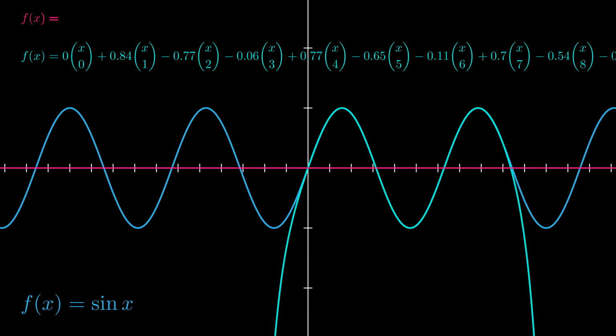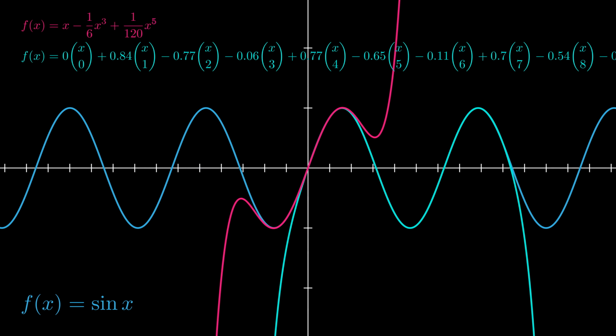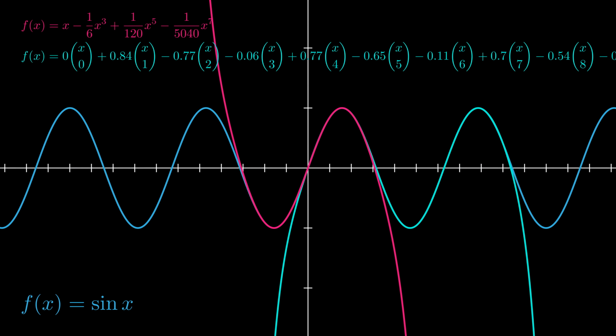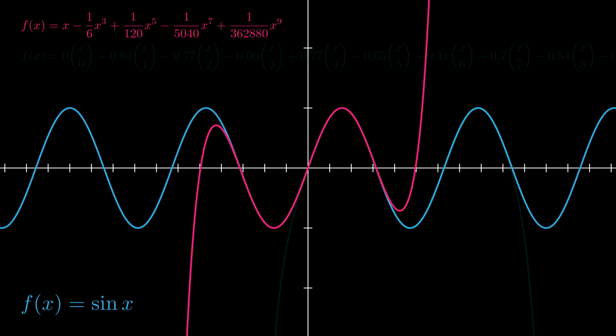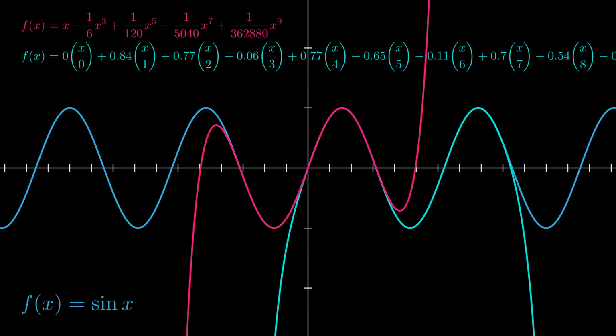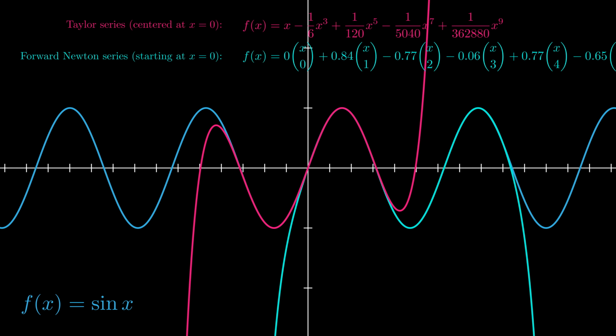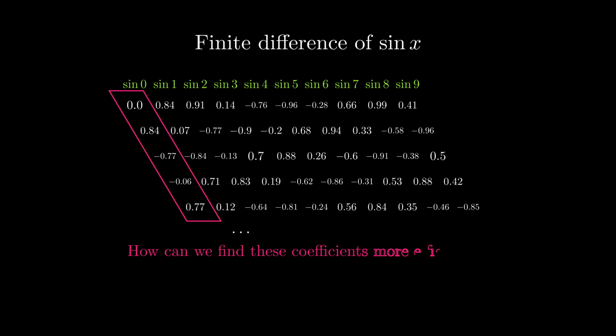Compare this to the Taylor series, and you can see that the Taylor series will center around x equals 0. But our forward difference formula becomes more accurate to the right. This is called the forward Newton series. But now we have another small issue. How can we find these ugly coefficients here more efficiently?